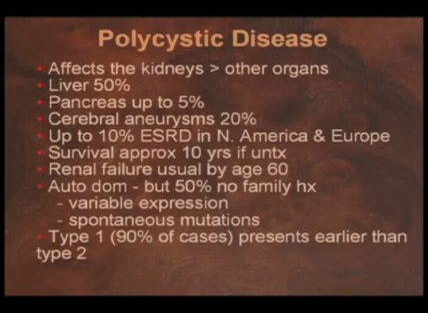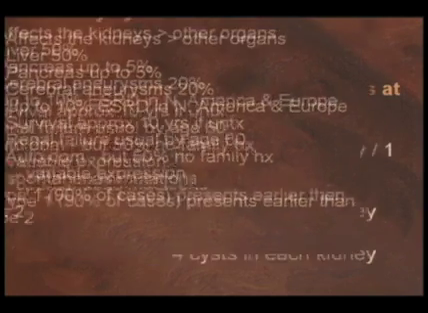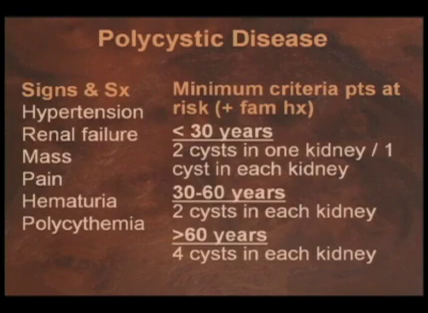By the time patients reach the age of 60, they will usually have renal failure. It's an autosomal dominant disease, but up to 50% of patients will not have affected family members, either because of variable expression of the gene or due to spontaneous mutation. So don't be surprised if you see this on a sonogram and there's no history of family disease. Type 1 polycystic disease is the most common, and it presents earlier and is more severe than type 2 and is easier to diagnose. The signs and symptoms of polycystic disease are listed there on the left.